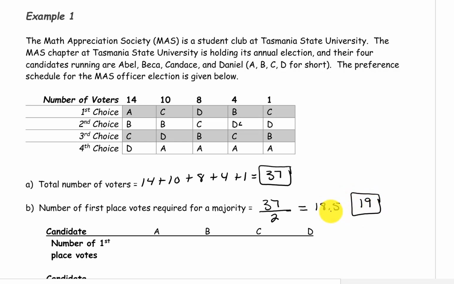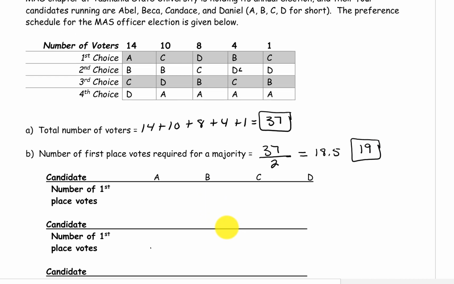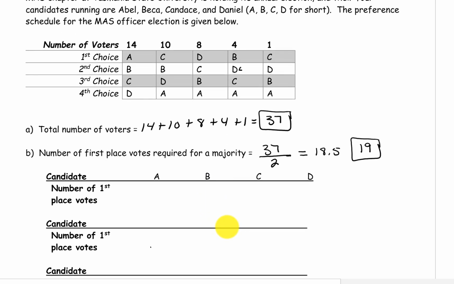Remember, if you get a whole number, then you would still round that up. So if we had gotten, say, 20 after we divided the total by 2, then we would have to round up to 21. And any decimal that you get, no matter what this decimal portion is, you round up to the next whole number. So we're going to use the plurality with elimination method to determine the winner.